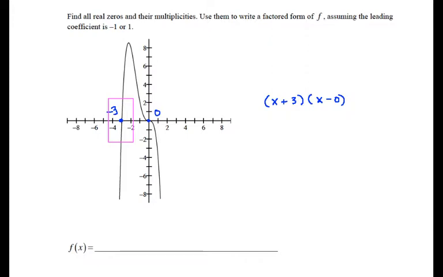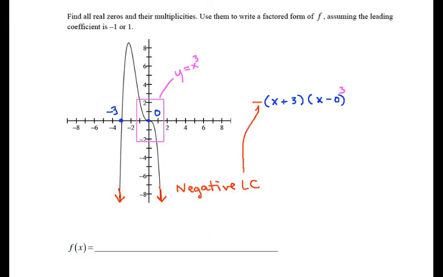So I'll go on to the next one. Looking at a small window around this second 0, this looks kind of like the graph of y equals x cubed locally, and therefore I'm going to assume this has multiplicity 3. Finally, I want to figure out the end behavior. I can tell this has even degree because the ends go in the same direction, and the fact that that direction is down tells me that this has a negative leading coefficient. So I'm going to go ahead and put a negative in front of these now.